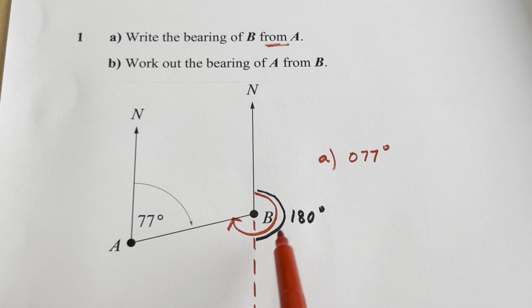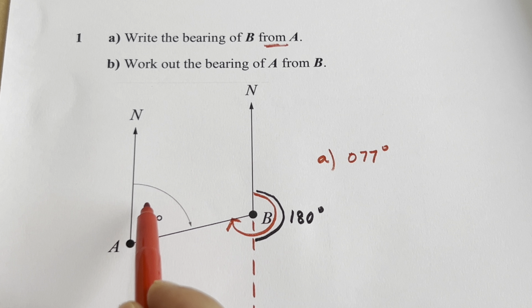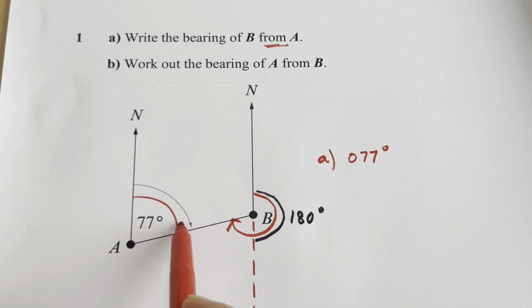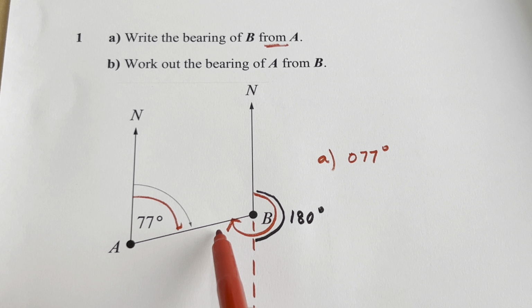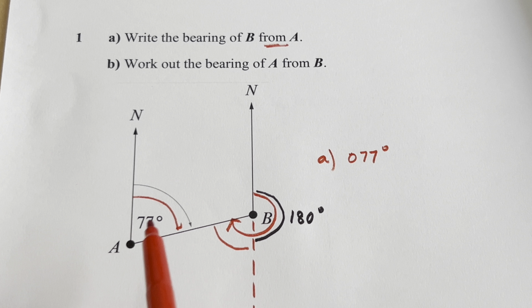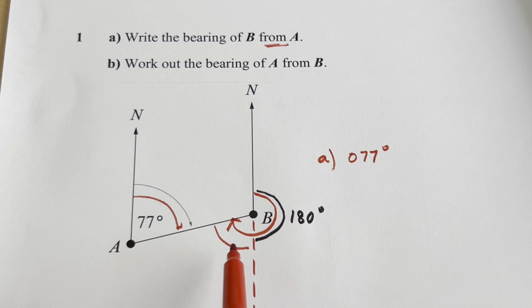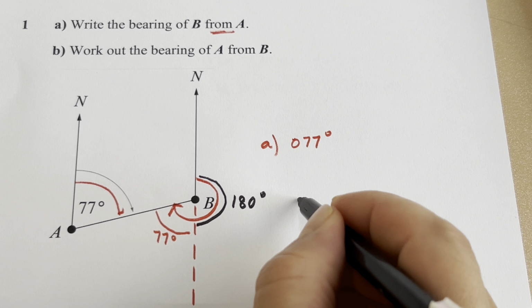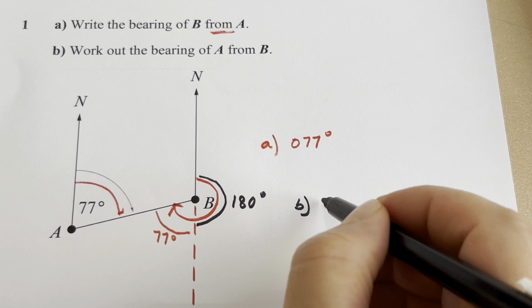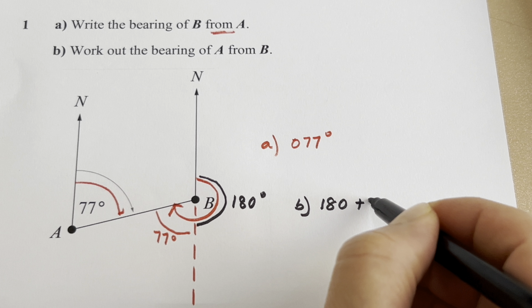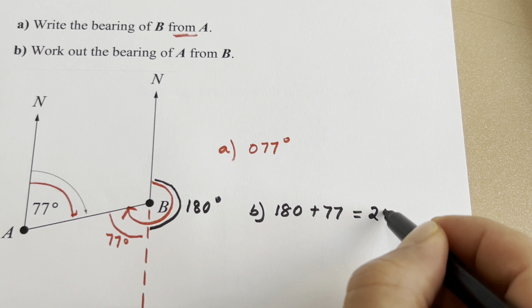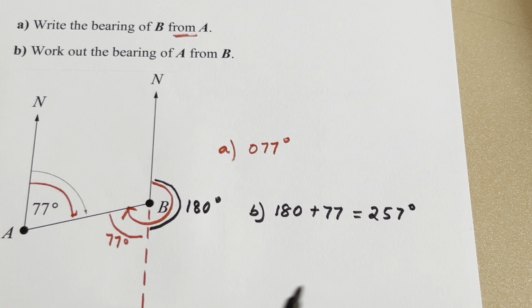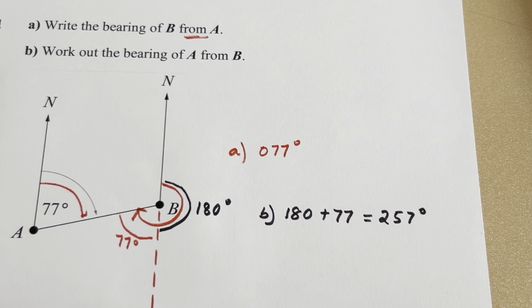So now this is 180 degrees, we need to find this. One fact that you have learned, that this angle should be equal to this angle because they are alternate angles. To answer question B, all you have to do is 180 plus 77 is 257 degrees. So that's the answer for B.